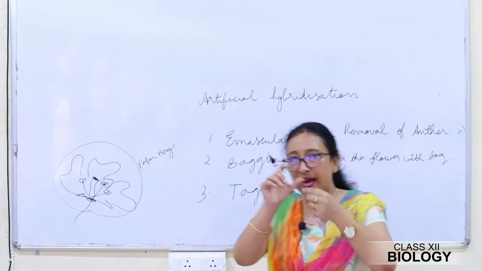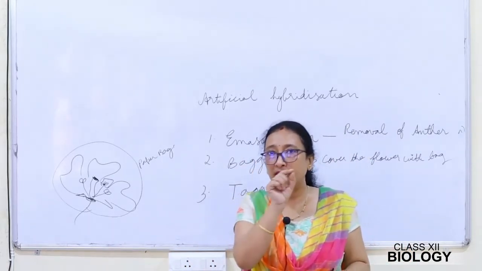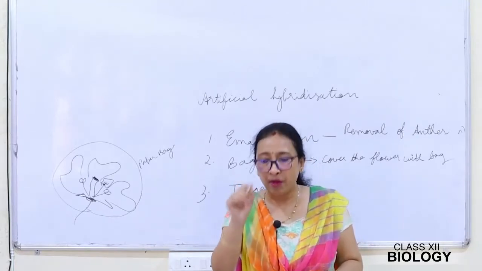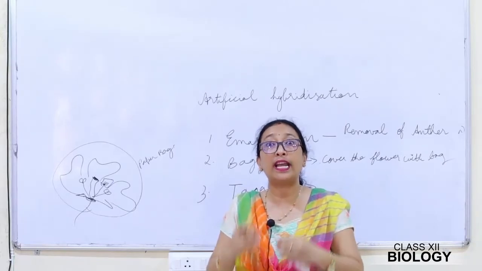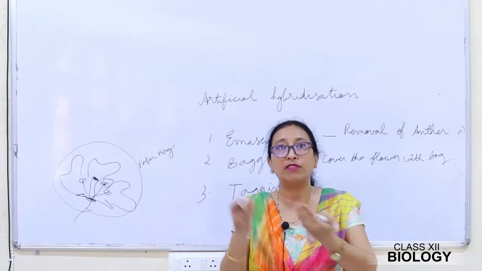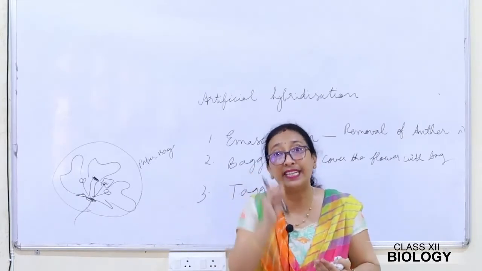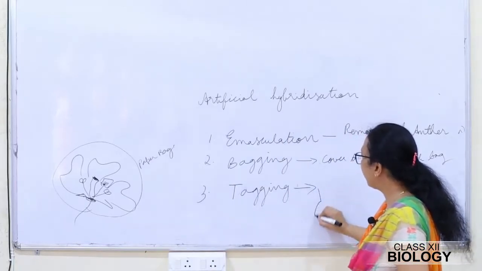Tagging means we are preparing a paper slip, so that we are giving the names, like the name of the plant, which pollen grain, which species it belongs to, and what plant species we have dusted the pollen grain on, the date, the time, everything will be done and it will be tagged.